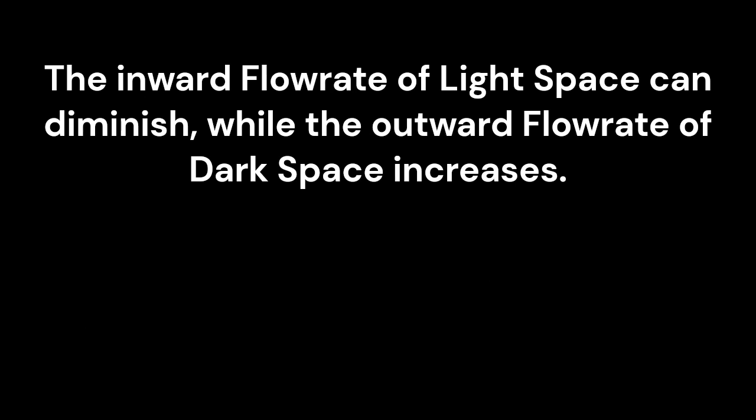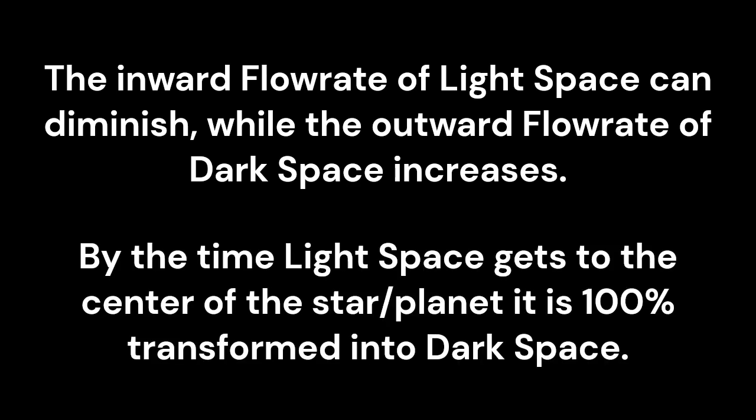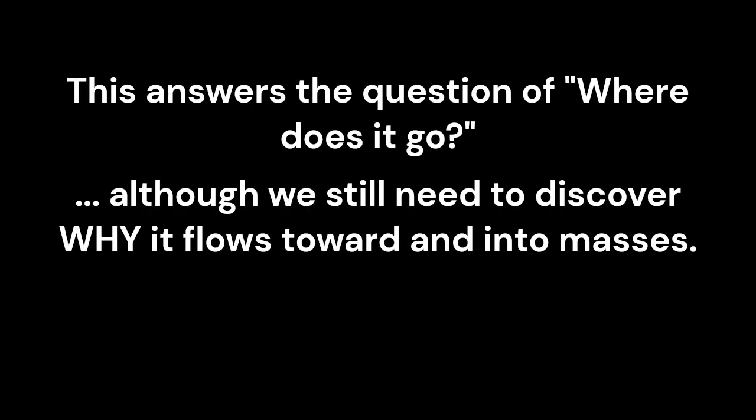The inward flow rate of light space can diminish while the outward flow rate of dark space increases. By the time light space gets to the center of the star or planet, it is 100% transformed into dark space. This certainly answers the question of where does it go, although we still need to discover why it flows towards and into masses.